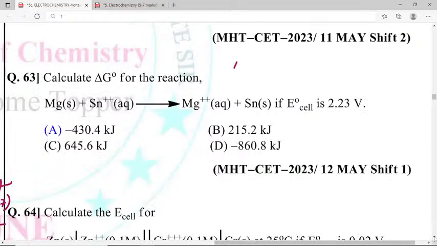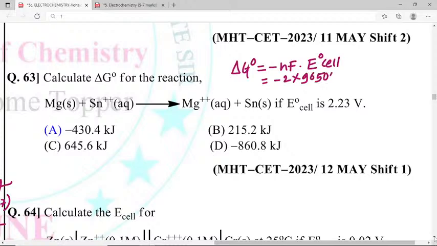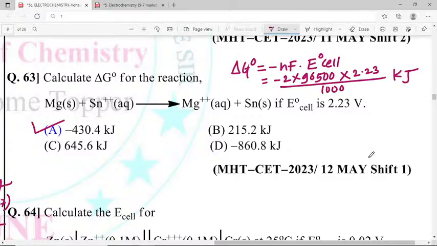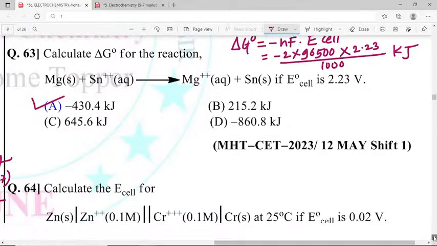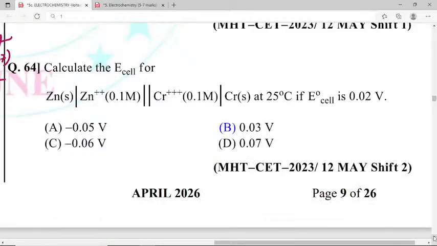Calculate delta G naught. So what is the formula? Delta G naught is equal to minus nF E naught cell. So minus n. What is the n? Mg 2 plus, so 2, multiplied by 96500 coulombs, multiplied by E cell 2.23. And this whole divided by how much? 1000, so we'll get the kilojoule. So minus 430 kilojoule is your answer. Joule divided by 1000 will give the kilojoule.